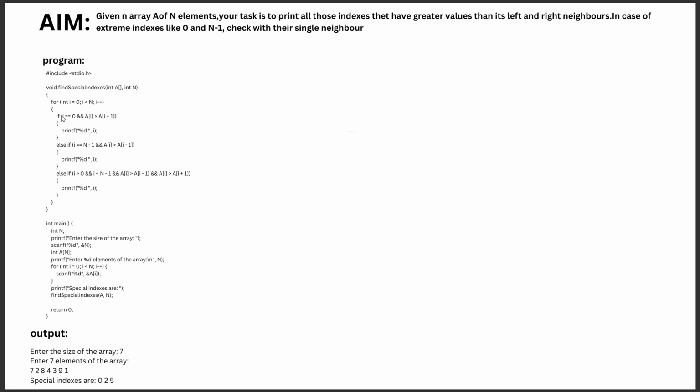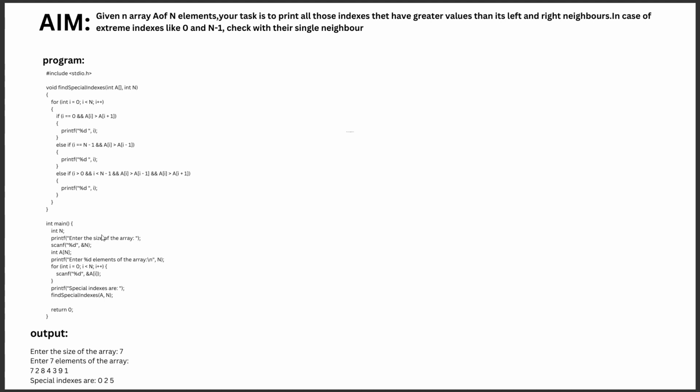So first, coming to index number 0, I have to check with its right value, which is index increased by 1. So if a[i] is greater than a[i+1], in case of i equals 0, for index 0 it should be greater than index 1. For index i, it should be greater than i plus 1. If the case is satisfied, I have to print the value i.